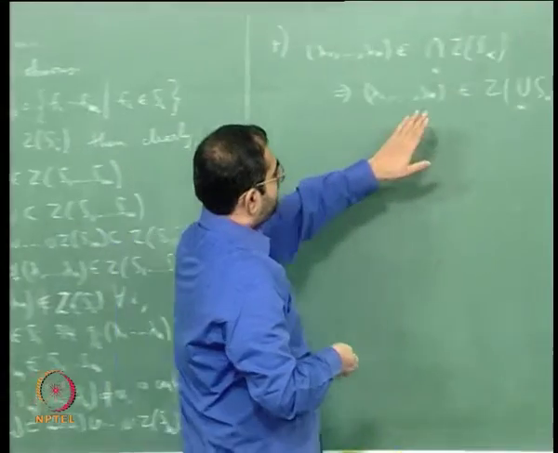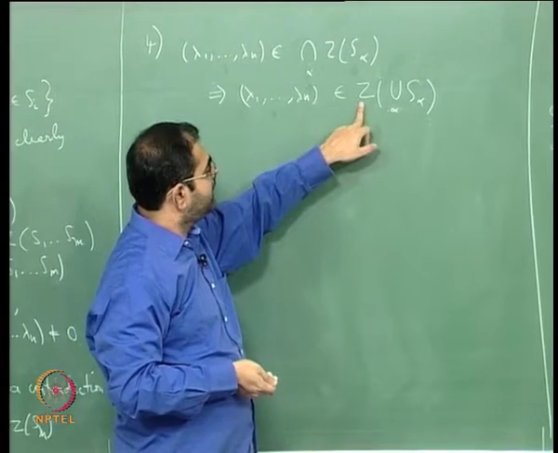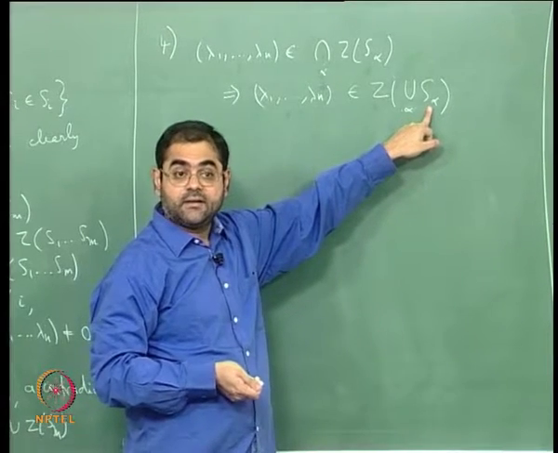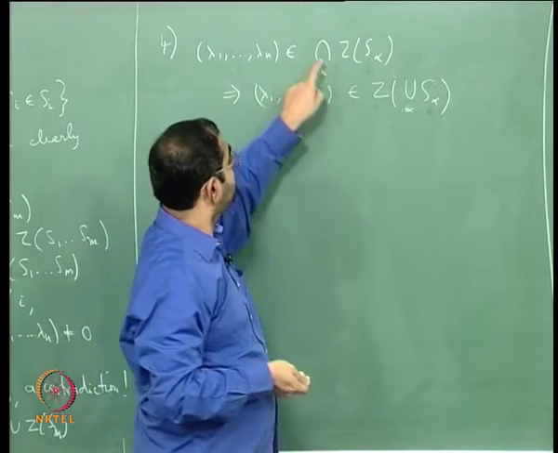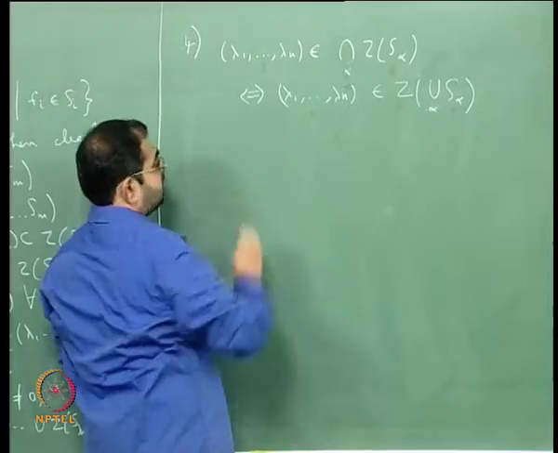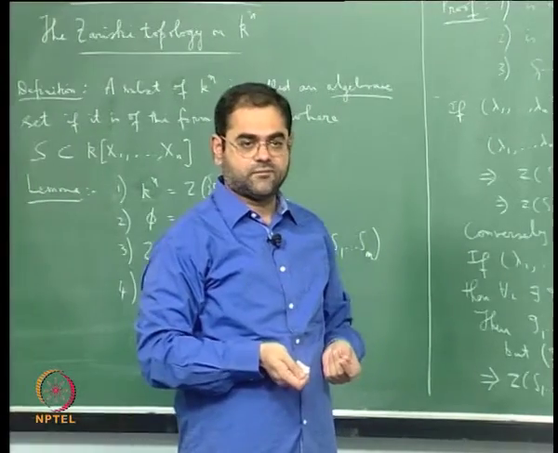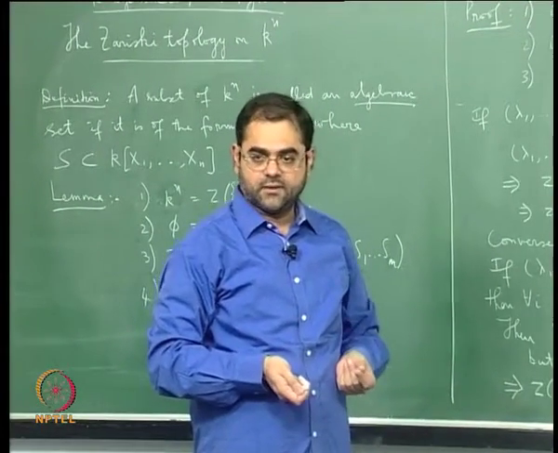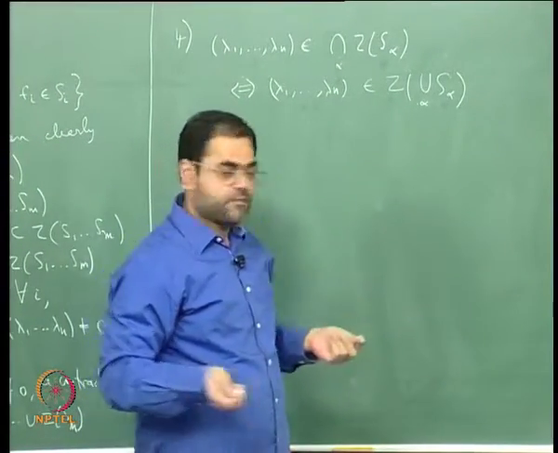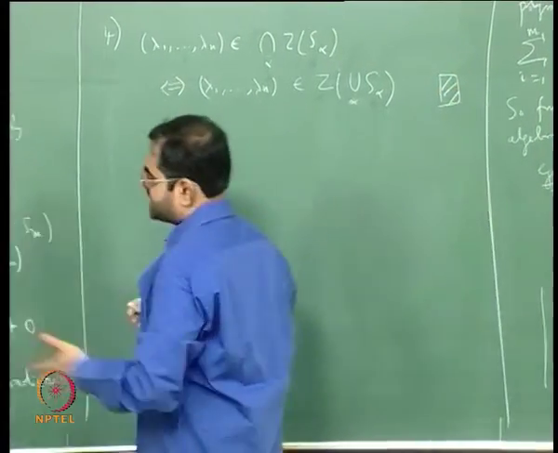If you have a point here, then certainly that point is going to be a 0 of every polynomial in S alpha for every alpha. So it is going to belong to each Z of S alpha, and therefore it is going to belong to the intersection. Therefore this is just obvious, provided you think about it for some time. It's very simple logic, just set theory. So that's the end of the proof. It's a pretty simple exercise.